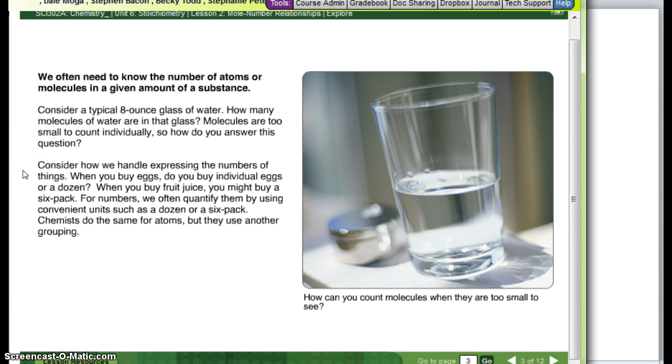Consider how we handle expressing the numbers of things. When you buy eggs, do you buy individual eggs or a dozen? When you buy fruit juice, you might buy a 6-pack. Like when you buy those Capri Sun juice packs, they come in a 10-pack. For numbers, we often quantify them by using convenient units such as a dozen or a 6-pack. Chemists do the same for atoms, but they use another grouping.